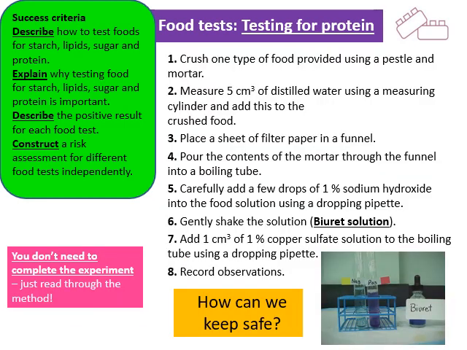Okay, so this is our final food test then. This is a test for protein. So what I'd like you to do, same as before, is go through, read very carefully the method. There's some different chemicals in this method again. So make sure you're thinking all the way through, how can we keep safe? What hazards am I coming across as I read through this method?